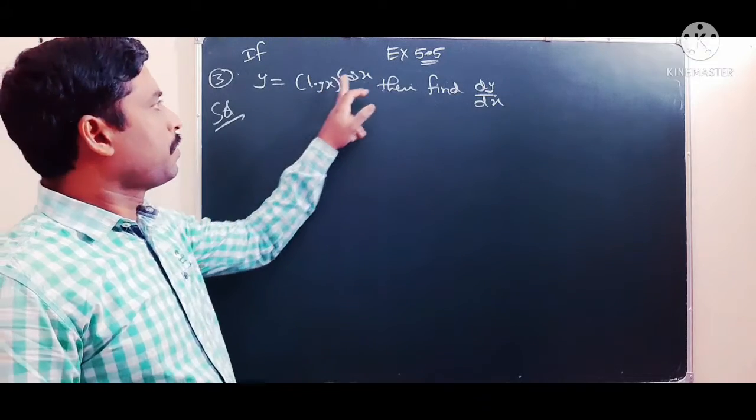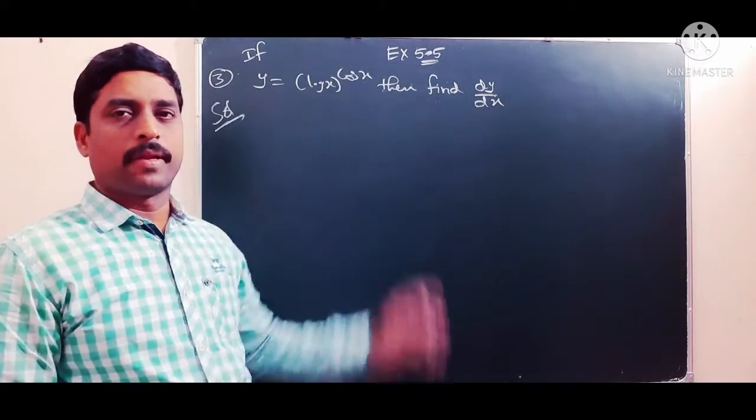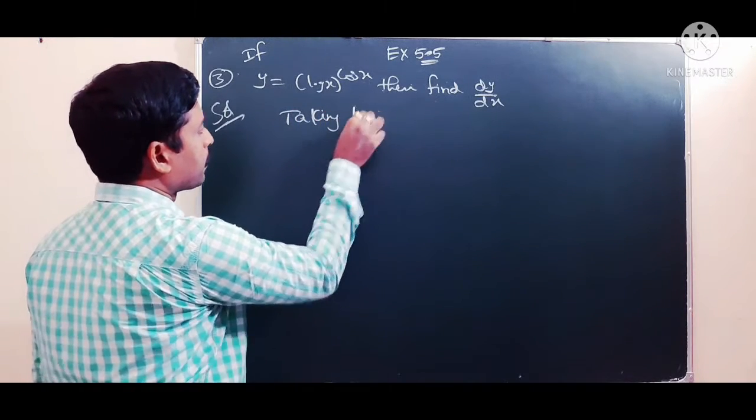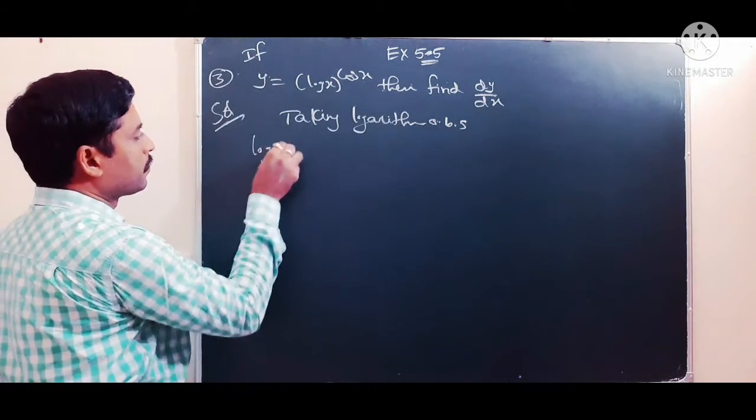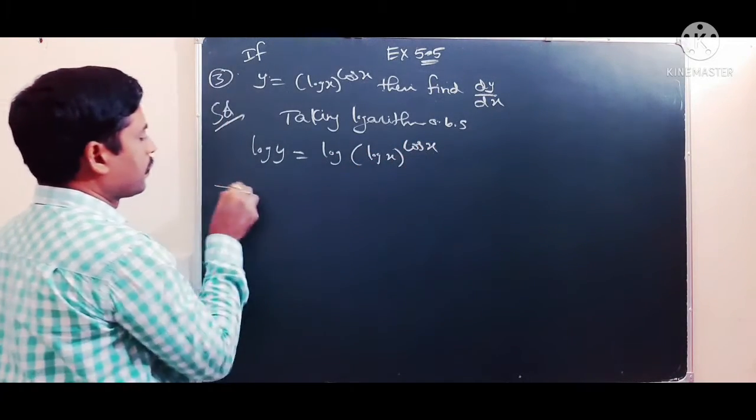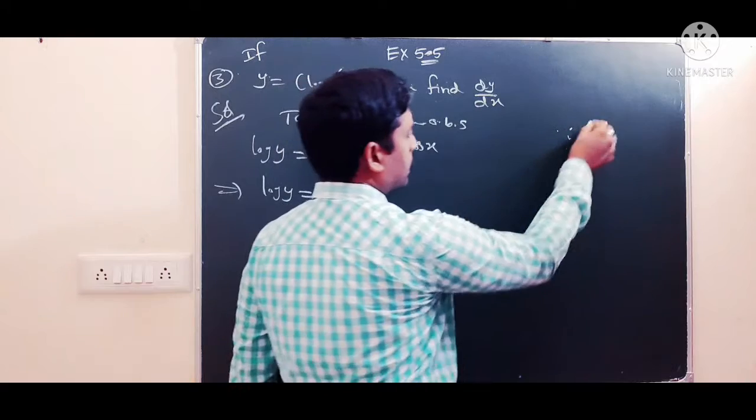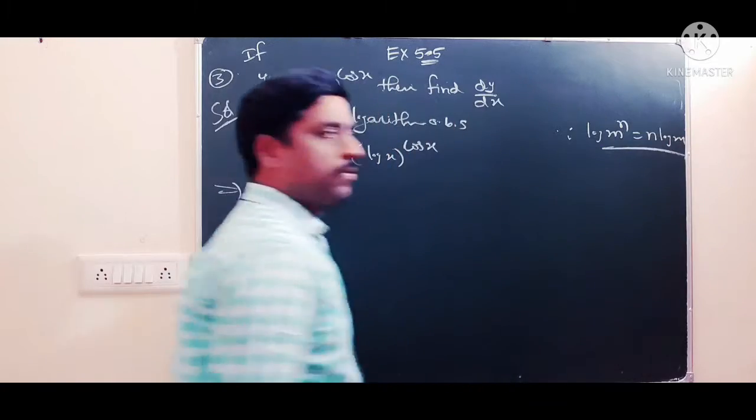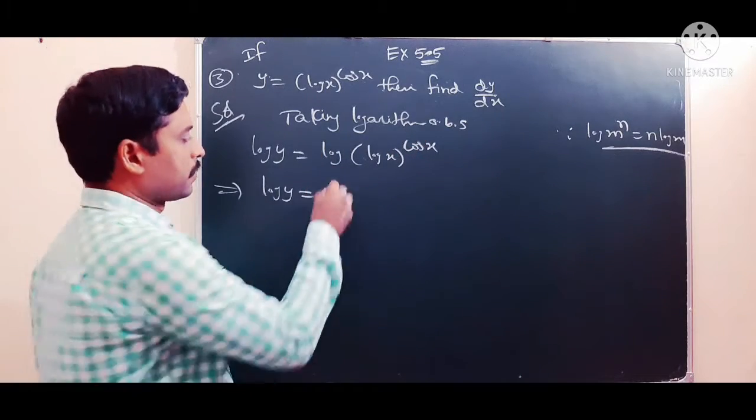So y is equal to (log x) power cos x, then find out dy by dx. Okay, this is in the form of variable power variable, so taking logarithm on both sides. So log y is equal to log of (log x) power cos x. So log y is equal to, we have one formula, log m to the power n is equal to n into log m. We should apply that formula: cos x into log of log x.